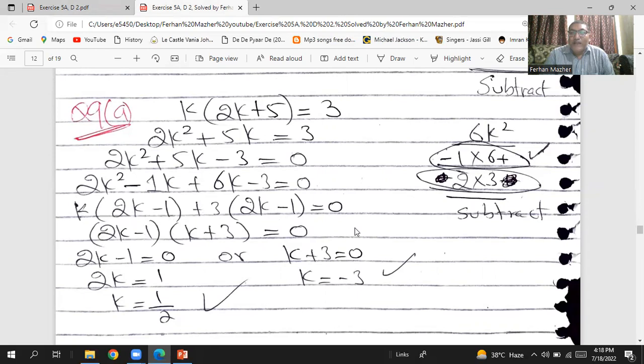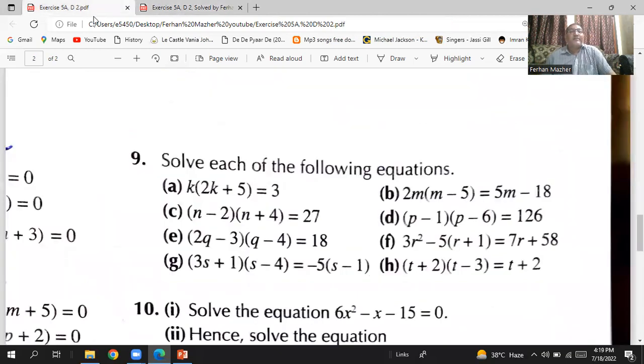These two brackets are multiplying with each other, and their product is equal to 0. So either the first bracket is 0 or the second bracket is 0. So I will make 2k minus 1 equals to 0, and I will also make k plus 3 equals to 0. So 2k minus 1 equals 0, 2k will be equal to 1, so k will be equal to 1 by 2. In the same way, k plus 3 equals to 0, so k will be equal to minus 3. So the two solutions of this equation are 1 by 2 and minus 3. So this is how you will do this question, A part.